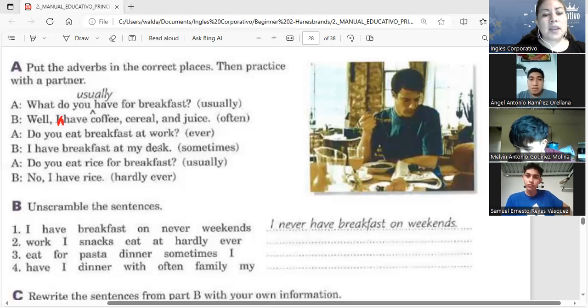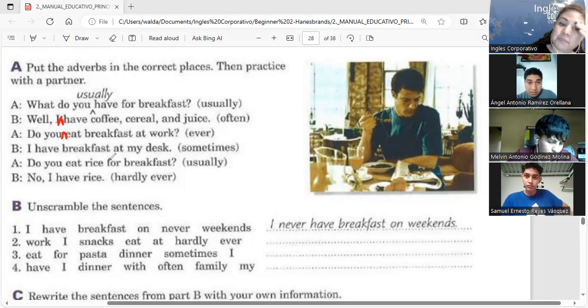Okay. Next. Do you eat breakfast at work? Do you never eat breakfast? Remember, it's not never, it's ever. Do you ever eat breakfast? Good. Do you ever eat breakfast at work?